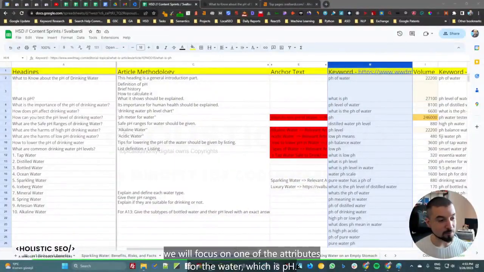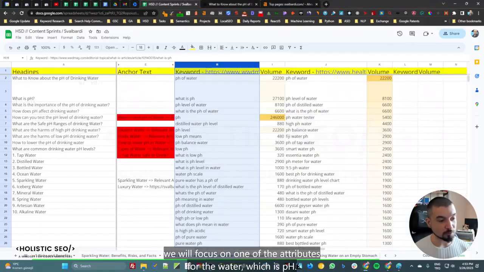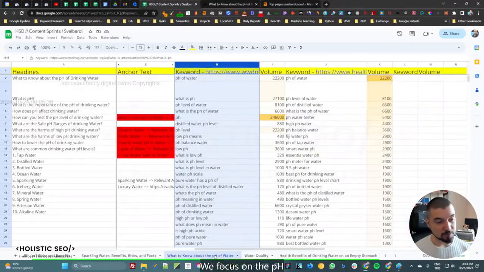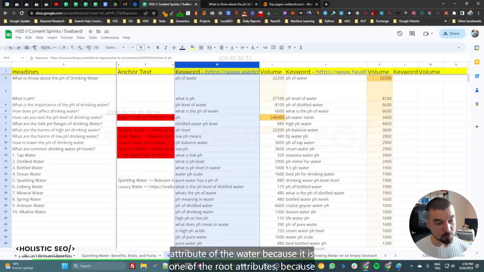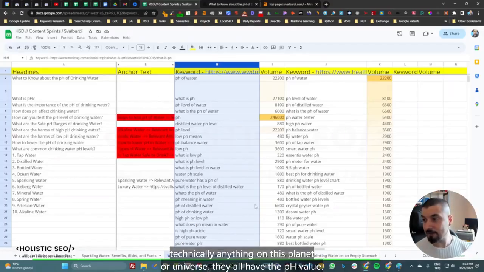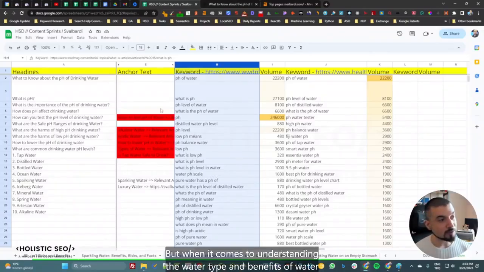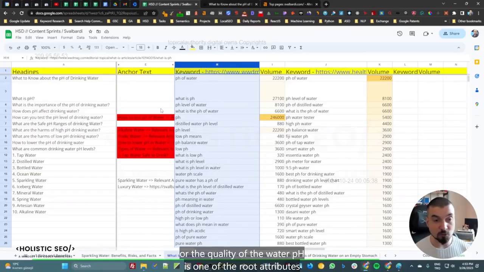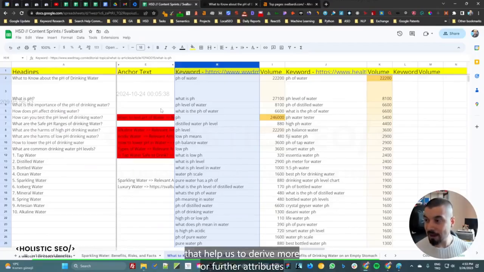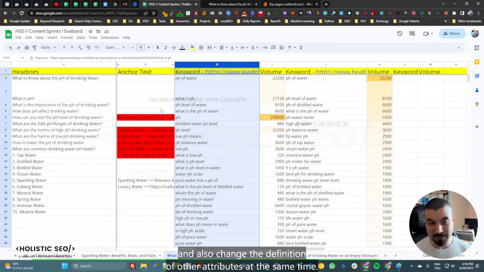In this lecture, we will focus on one of the attributes for the water, which is pH. We focus on the pH attribute of the water because it is one of the root attributes, because technically anything on this planet or universe has a pH value. But when it comes to understanding the water type, the benefits of water, or the quality of the water, pH is one of the root attributes that help us derive further attributes and also change the definition of other attributes at the same time.